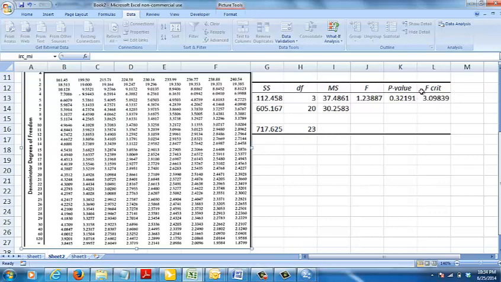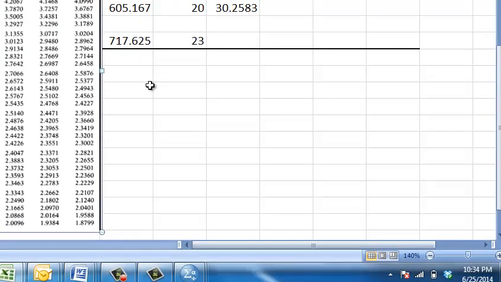So basically, to read the F table, you need 3 pieces of information. You need your between degrees of freedom, which is your numerator. You need your within degrees of freedom, which is your denominator. And you need your confidence level, your significance level. And that's where you get your critical value from.